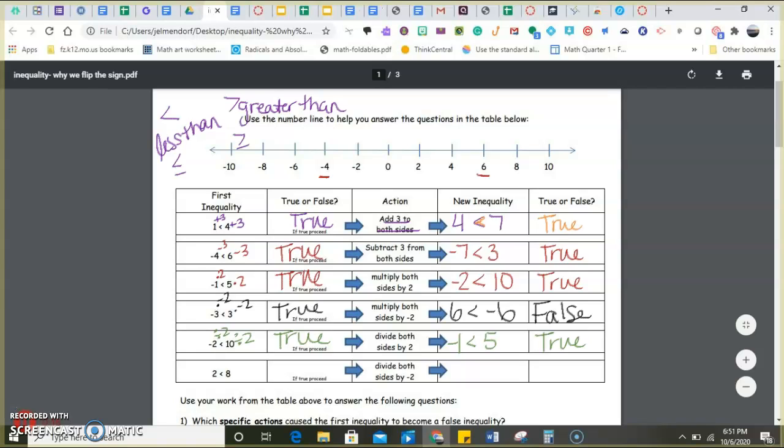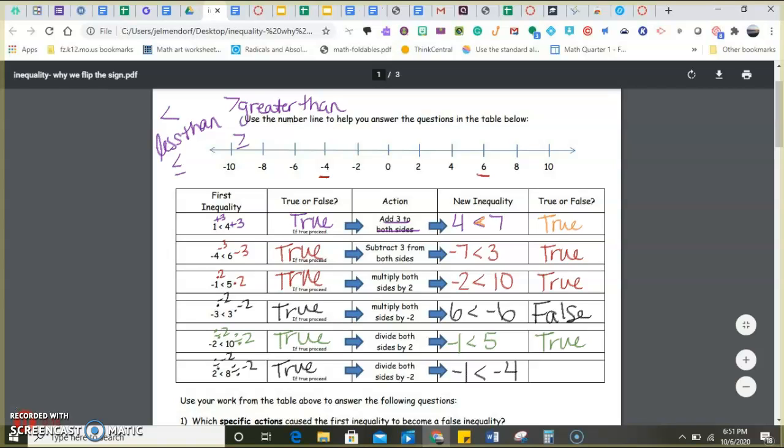Last and final example going through here. We have 2 is less than 8. Is this true? Yes. So I'm going to divide each side by -2. So divide by -2, divide by -2. So as I'm looking at this, I have 2 divided by -2. So I end up with -1. 8 divided by -2, and I'm going to end up with -4.